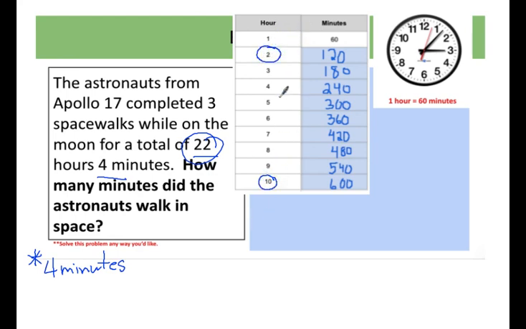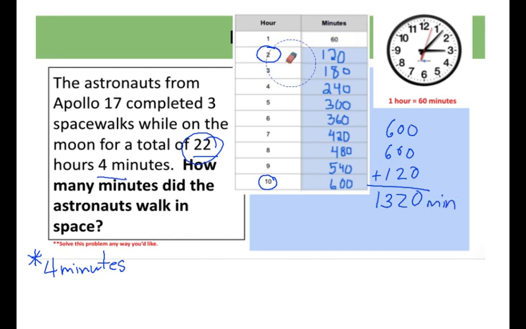Now, how can 10 and 2 be 22? Well, if I have two 10s, that would be two 10 hours, which is 600 minutes and 600 minutes. Now that gives me 20 hours. And then if I have the 2 hours here, it'll give me another 120 minutes. So we get 6 and 6 is 12, and 1 more gives me 13. So did you get 1,320 minutes as your answer?